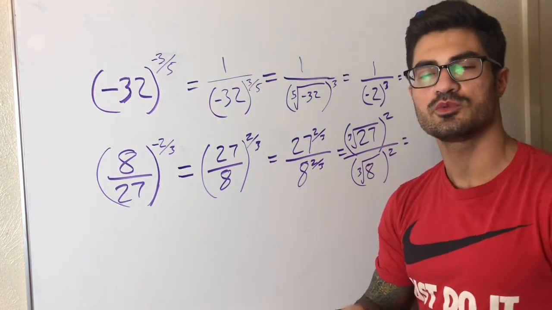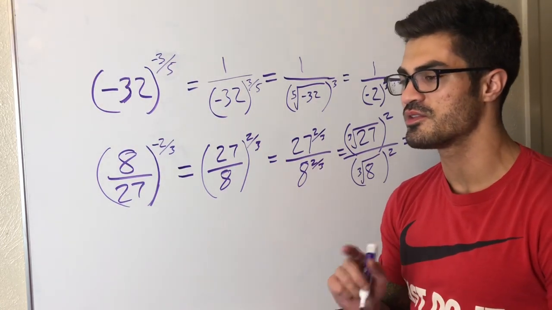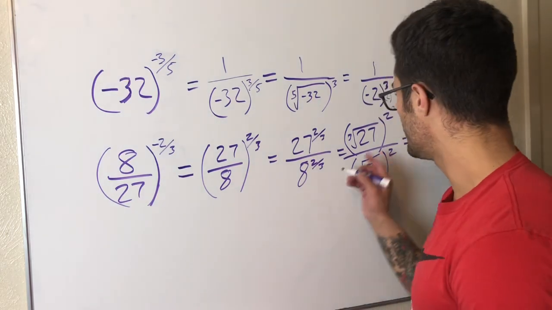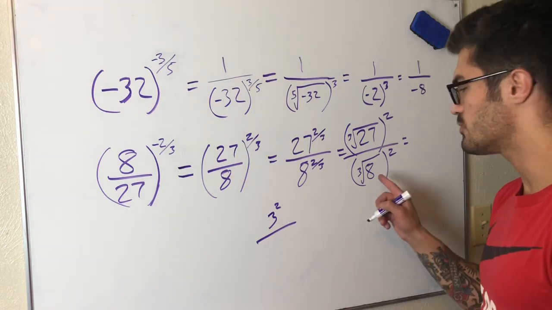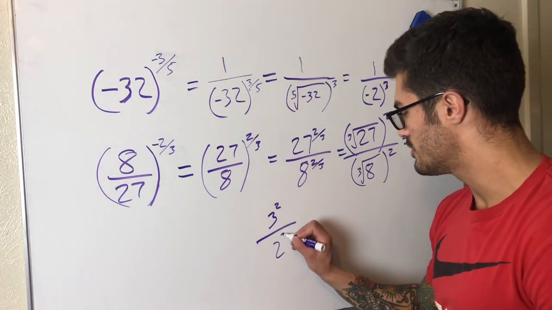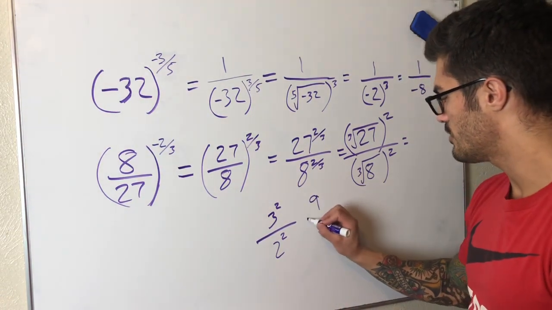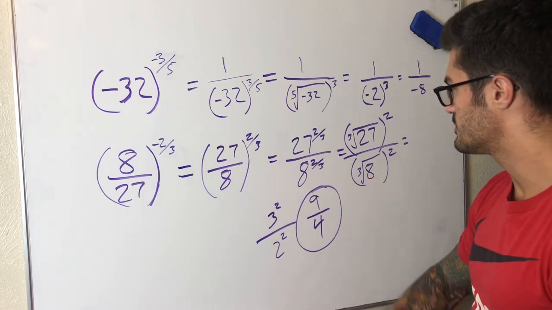Cube root of 27, what do I multiply by itself 3 times to get 27? I believe that is 3. 3 times 3 is 9, times 3 is 27, yeah. So 3 squared is on top. Now the bottom is, what do I multiply by itself 3 times to get 8? That's just 2 squared, right? So I'm left with what? 9 over 4. And that is my final answer.